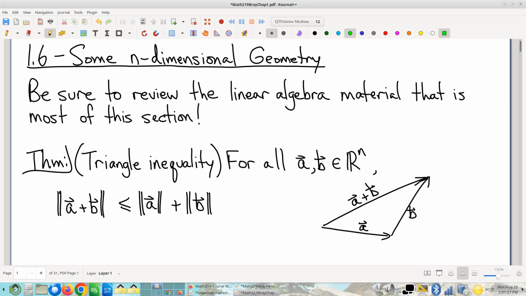Also, real quick observation. I'm going to start with section 1.6. 1.6 has the sort of most purely prerequisite material in all of chapter 1.